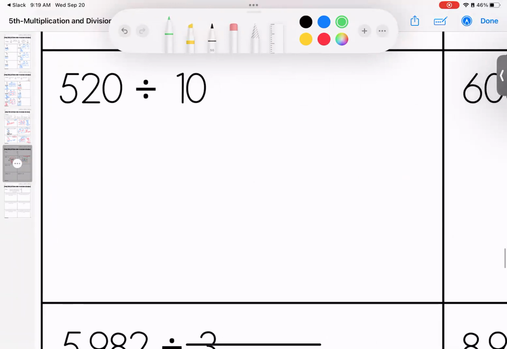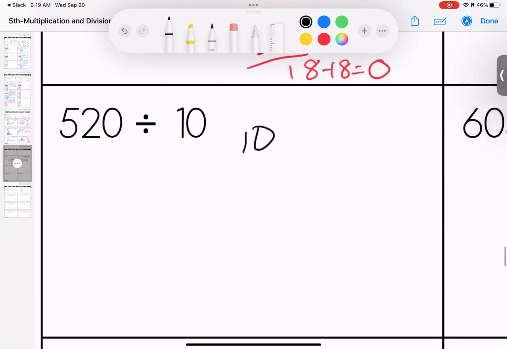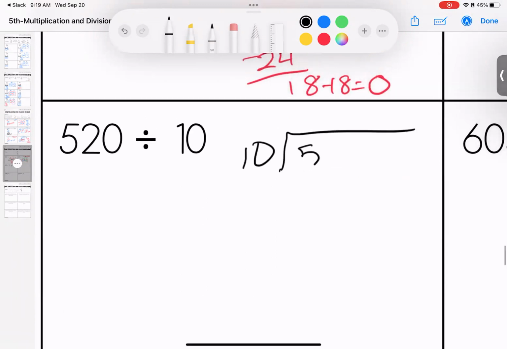All right, let's do a traditional with a 2-digit. I'm taking groups of 10. Let me put it up a little higher, actually. I'm taking groups of 10 out of 520. This one was a little tricky.